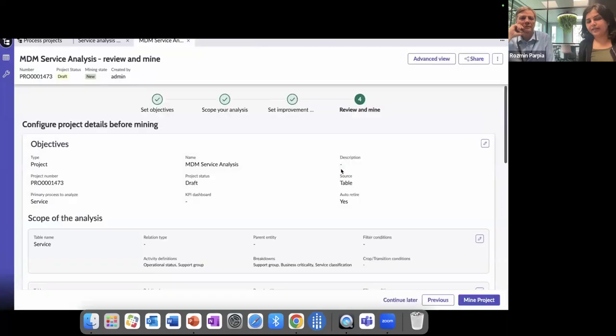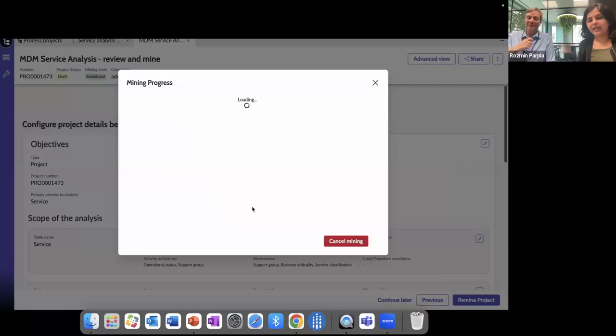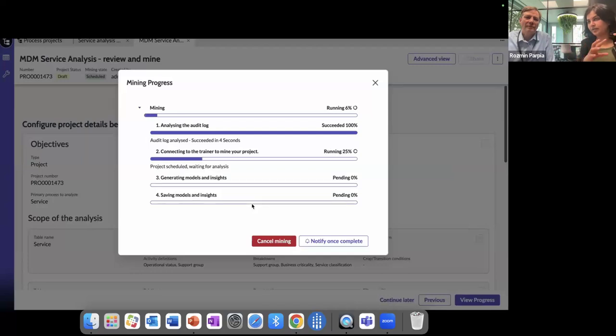Click on review and mine, and make sure that everything's correct. Do a full mine. And that's where the service table is being mined now, with not just service, but also its child tables, like the technology service, the service instance, and your business service.